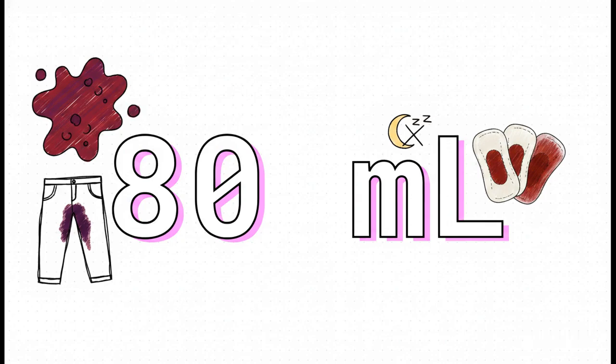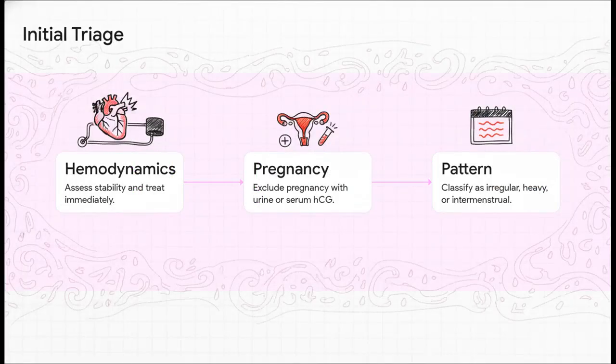Okay, before doing any deep diagnostic detective work, you absolutely must follow a rapid triage protocol. Step 1, check hemodynamics. If they're tachycardic or hypotensive, stop right there. They need emergency stabilization. Step 2, exclude pregnancy. A simple HCG is literally mandatory for all reproductive age patients. And step 3, classify the pattern. Is it irregular, heavy, or intramenstrual? Figuring this out sets the stage for your entire algorithm.